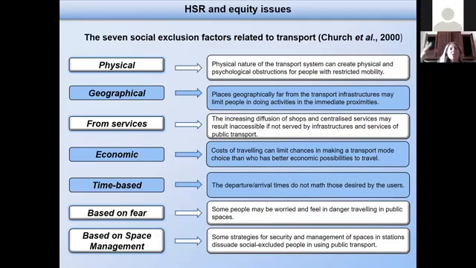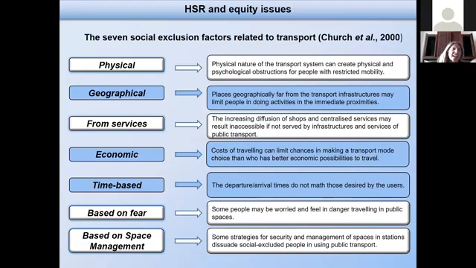I wanted to highlight, I promise I am coming to the end, the 3 most important ones: geographical exclusion, economic exclusion, and time-based exclusion. By geographical exclusion, I mean that the high-speed rail infrastructure excludes a priori the destinations that are not served. So we have a geographical or territorial exclusion because the network doesn't go everywhere in that country.